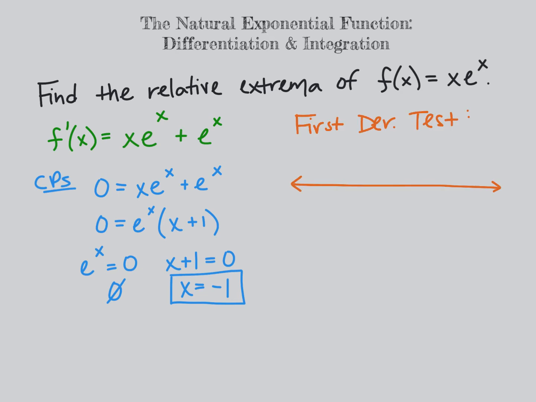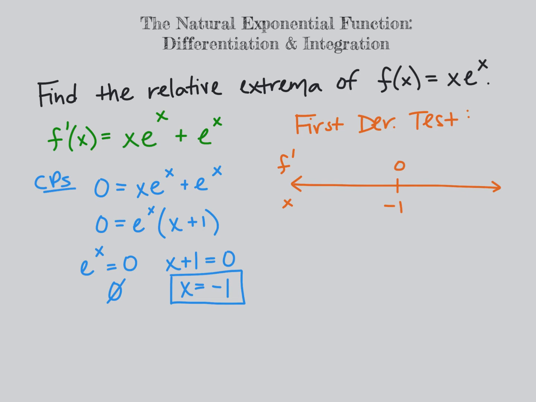We know that our domain is all reals. We can plug in any x value we want, and we really just want to test this one, negative 1. And so we know that when we do test it on our f prime, we get out a 0. Now we want to plug in a number less than negative 1. We'll plug in, let's say, negative 2.